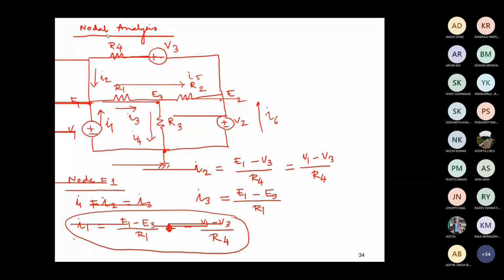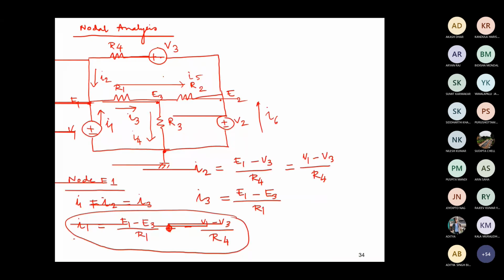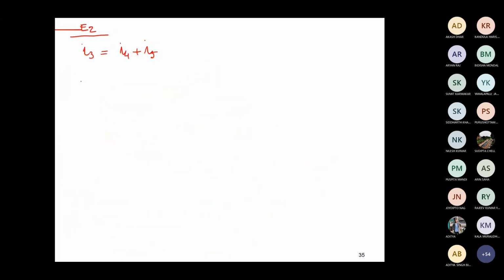Next we'll move to node 2, which is E2. At E2, what is there? It is I3 is equal to I4 plus I5. So what is your I3? I3 is actually E1 minus E3 divided by R1.